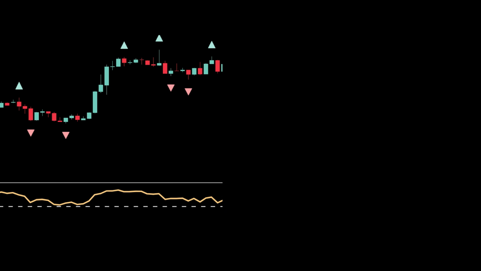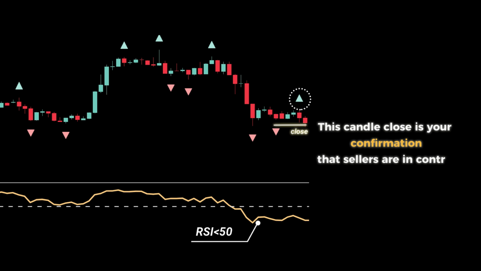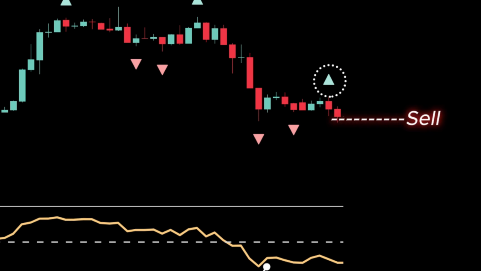For a sell trade, first check the RSI. It must be below 50 to confirm bearish momentum. Next, wait for the top fractal to form. Once the fractal appears, wait until a candle closes below that fractal level. This candle close is your confirmation that sellers are in control. Only after that confirmation, you can confidently enter a sell trade.